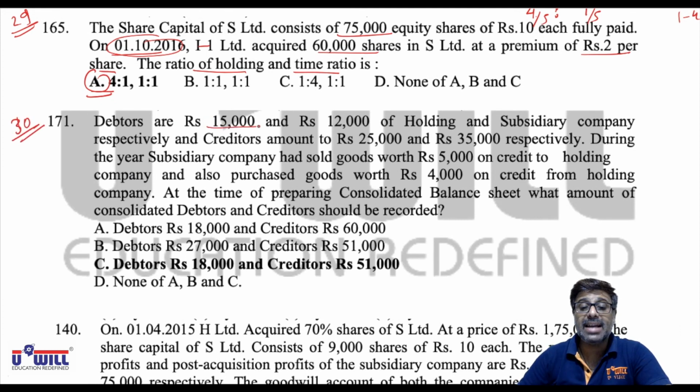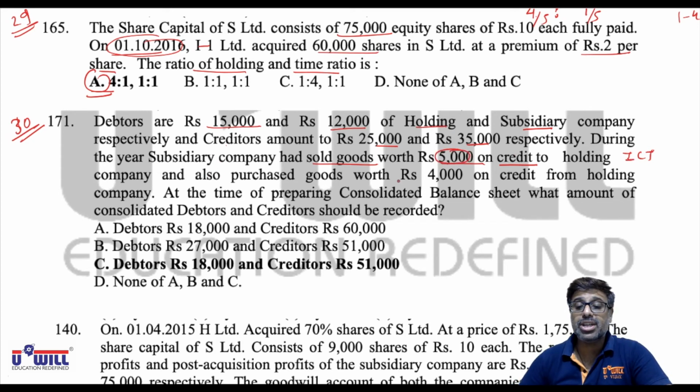Debtors are 15 lakhs and 12 lakhs of holding and subsidiary company. Creditors are 25,000 and 35,000. During the year, subsidiary company had sold goods worth rupees 5,000 on credit to holding. So that is an intercompany transaction. What amount? 5,000. You'll minus from debtors as well as creditors.